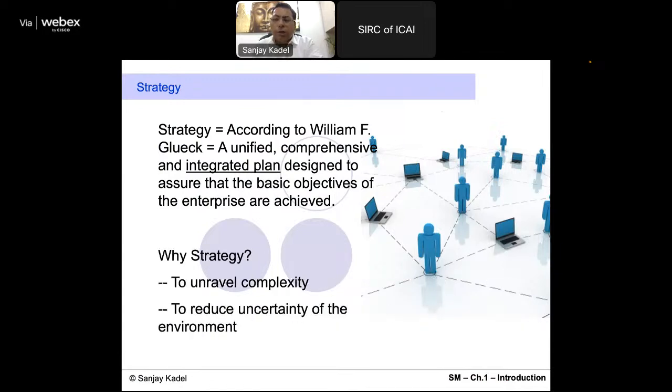So, why do we need strategy? Can't we live without strategy? As I already told you, you can do business without strategy, you can live without strategy. The only problem is you will not be able to unravel the complexity and you will not be able to reduce uncertainty of the environment, which means there are lesser chances of being successful without strategy, and better and more efficient chances of becoming successful with it.